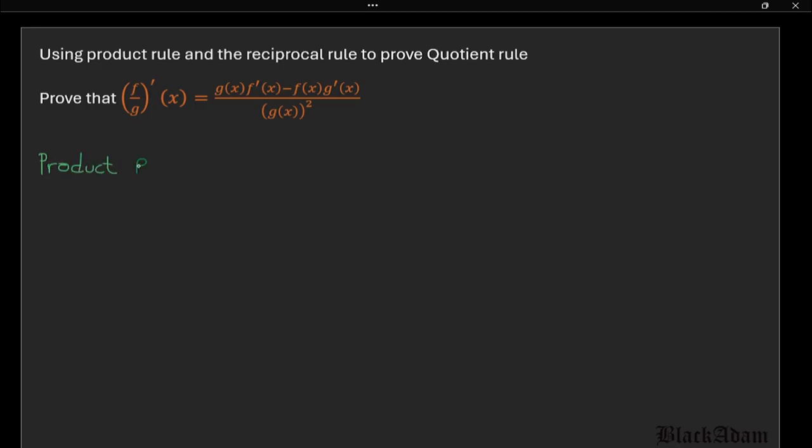So the product rule states that when you have the product of two functions, function f and function g multiplied together, the derivative will be equivalent to: you first derive the first function, that's f'(x), the first derivative, and then we keep the second function as it is. We add the product of the first function f(x) multiplied by the derivative of the second function.